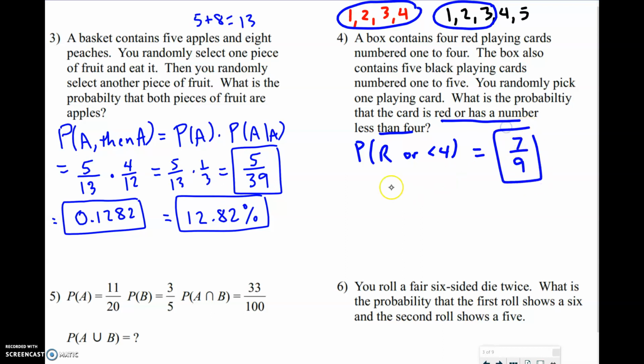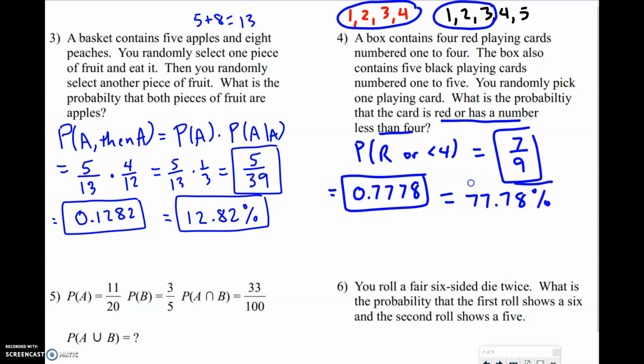There's my fraction answer. I grab my calculator, do 7 divided by 9. For my decimal answer, I get 0.7778. It's just a repeating 7. And then percent-wise, it's 77.78%.